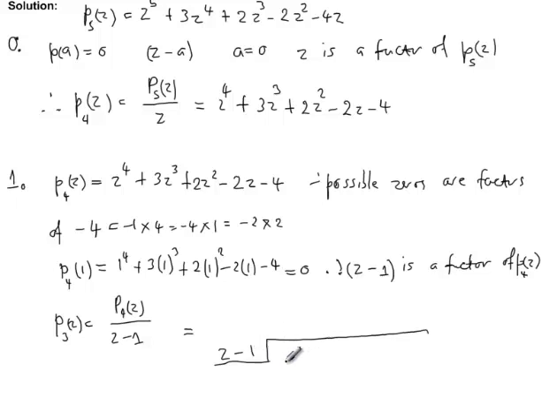So what are we dividing here? We're dividing z^4 + 3z^3 + 2z^2 - 2z - 4. These are some of the things which you cannot easily get from a calculator.